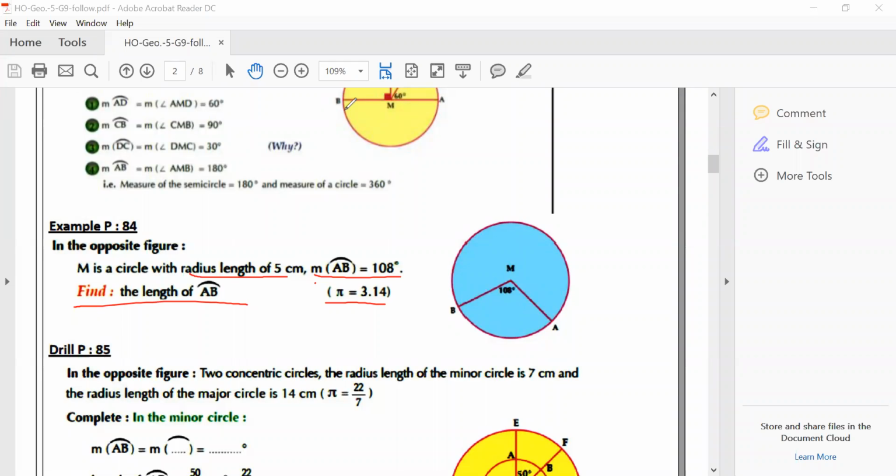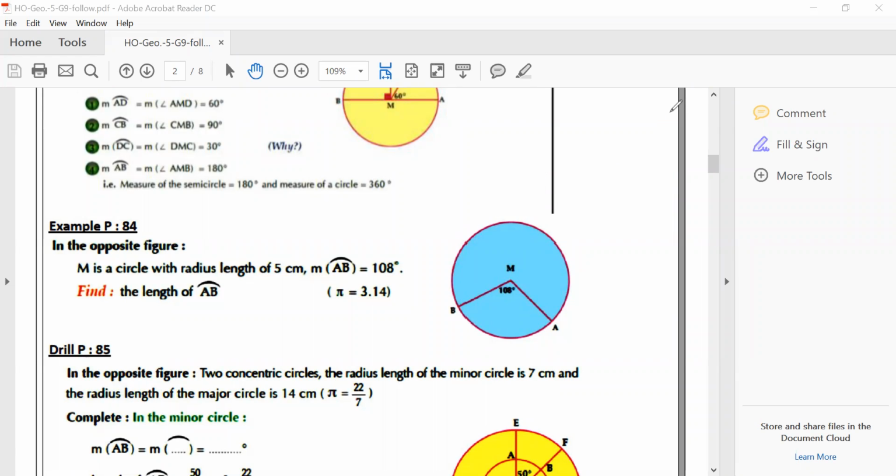So who can help me to get the arc length? No one will help me? The arc length equals 108 over 360 times 2πr. 2 is constant, π is given as 3.14, and r is 5. You will calculate it. It's so easy, but very important to know the rule. Measure of the arc, divided by the measure of the whole circle, times the circumference, which is 2πr.